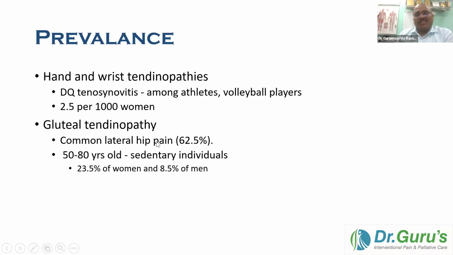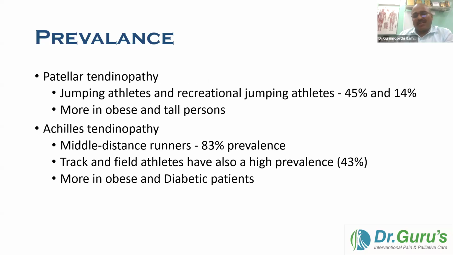Gluteal tendinopathy is the most common cause of lateral hip pain. It occurs in sedentary lifestyle patients. It doesn't mean patients who do manual work or are athletic can't have it, but it very commonly occurs in patients above 50 years. Patellar tendinopathy, yes, jumper's knee, right? It's very common in jumping athletes and recreational jumping athletes.